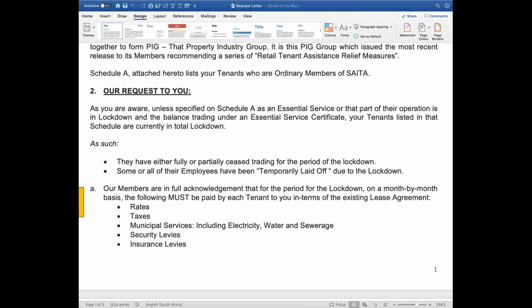So the bottom line is there's shared risk and there's shared responsibility. Ultimately, if there was a legal dispute, what we would need to prove is reasonableness. Now, there can be no question that these expenses are incurred irrespective of whether the center is locked down or not, and have to be paid.